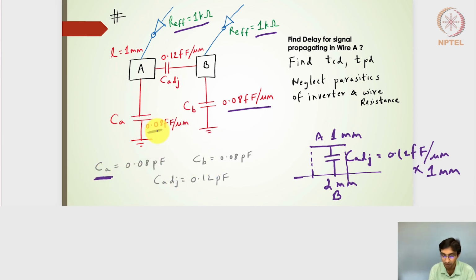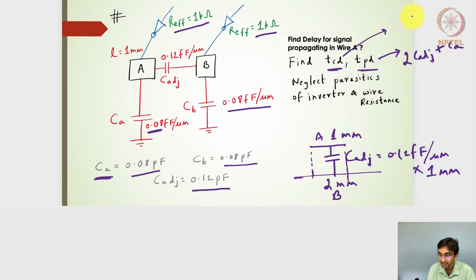CA is 0.08 femtofarads per micron multiplied by 1000 microns, which gives 0.08 picofarads. CB is also the same, 0.08 picofarads. C adjacent will be 0.12 picofarads. What we need to find is the delay of the circuit, so we need to find the TCD and TPD, the propagation delay and contamination delay. For propagation delay, the effective capacitance is 2C adjacent plus CA, and for the contamination delay, we know that this is nothing but CA.